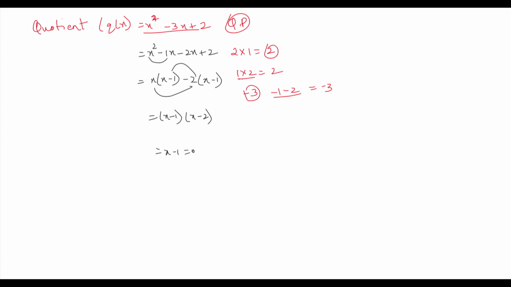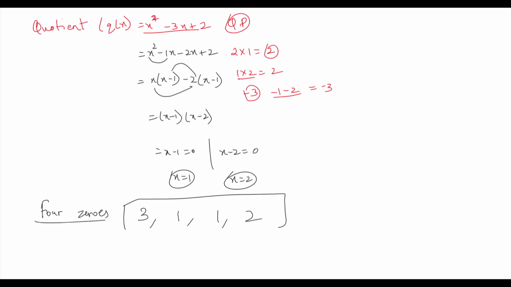Therefore, x minus 1 is equated to 0 and x minus 2 is also equated to 0. x is equal to 1, x is equal to 2. Therefore, we found the 4 zeros, out of which 2 zeros were already given and 2 zeros were found out. The 4 zeros are 3, 1, 1, 2. So this is how we have to solve our sums.